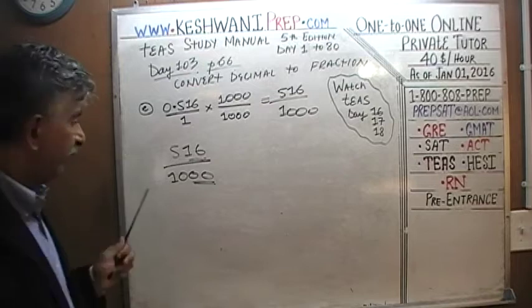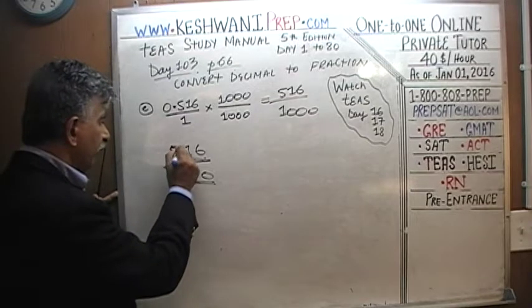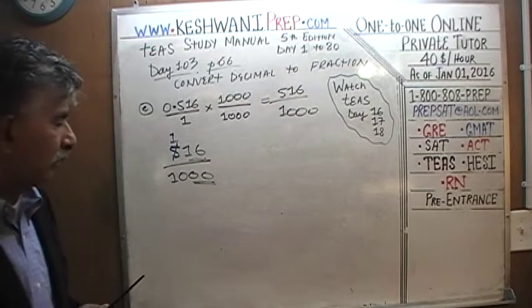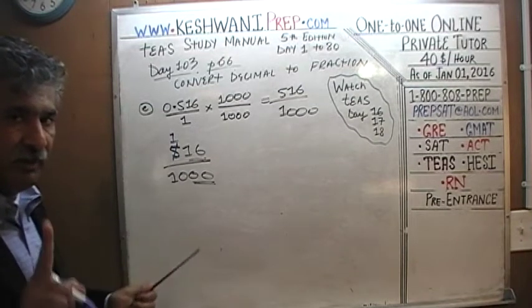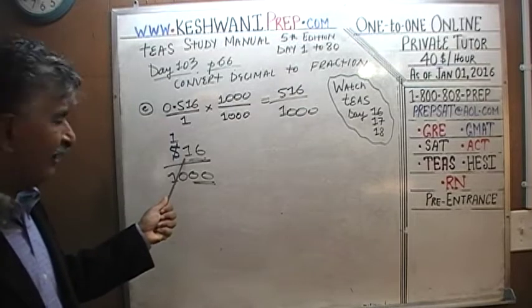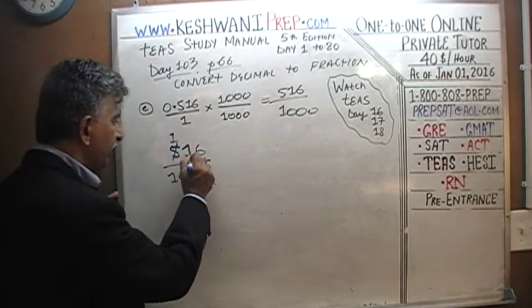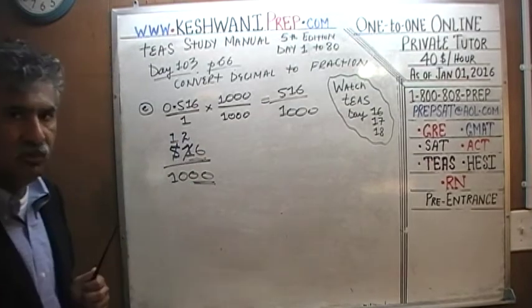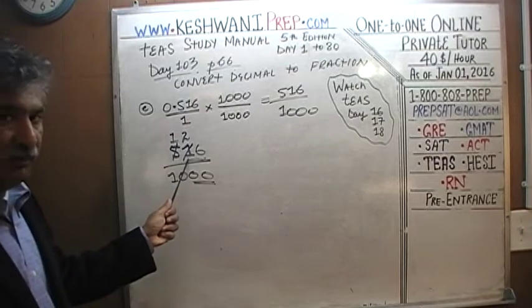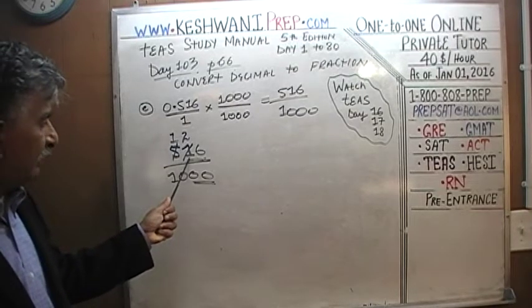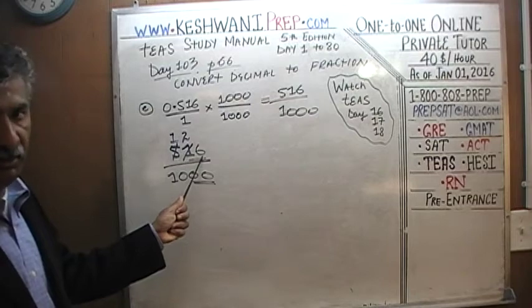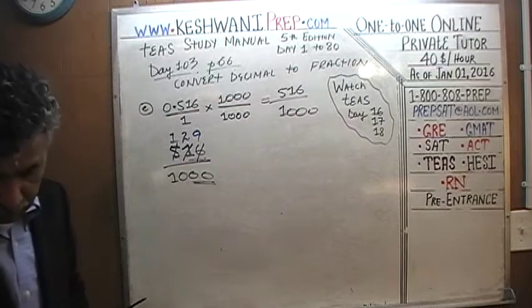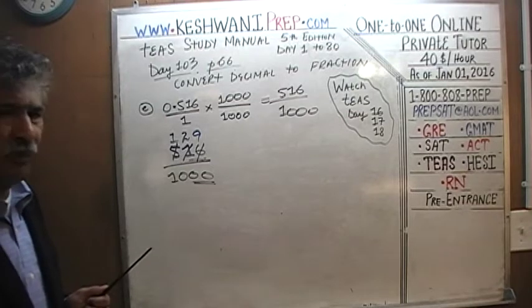How many 4s does 5 have? Well, 5 has 1 four. After we take away the 4 from the 5, we have a remainder of 1. That 1 goes and joins this 1, so it becomes 11. 11 has 2 fours. 2 fours are 8. After we take away 8 from the 11, we have a remainder of 3. That 3 goes and joins the 6 and becomes 36. And 36 is made up of 9 fours. 9 fours are 36.